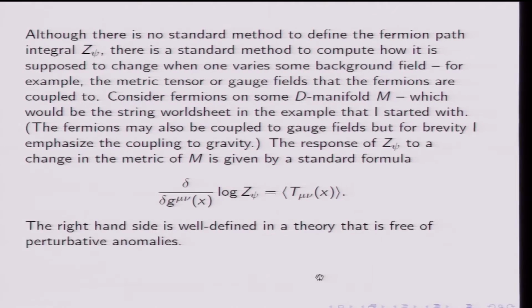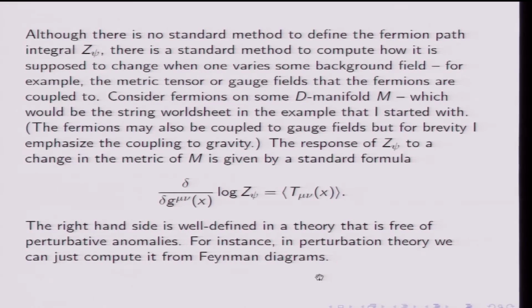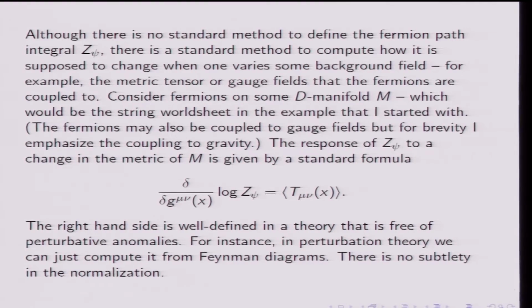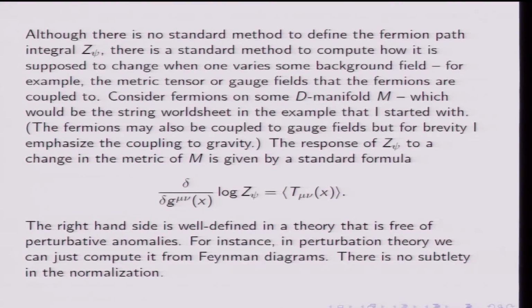Now, the right-hand side is meaningful according to standard textbook recipes. It's well defined because, for example, it can be computed from Feynman diagrams. You need to regularize a little bit, but a regularized version of the right-hand side is well defined. So, although there's actually no textbook recipe for Z psi, there is a textbook recipe for the expectation value of the stress tensor. That's because there's no subtlety in the normalization. So very concretely, in perturbation theory, you would calculate the one-point function of the stress tensor from summing Feynman diagrams, and there would be no ambiguous phases in the Feynman rules. Whereas for Z psi itself, the phase of the Fermion measure would be unclear.